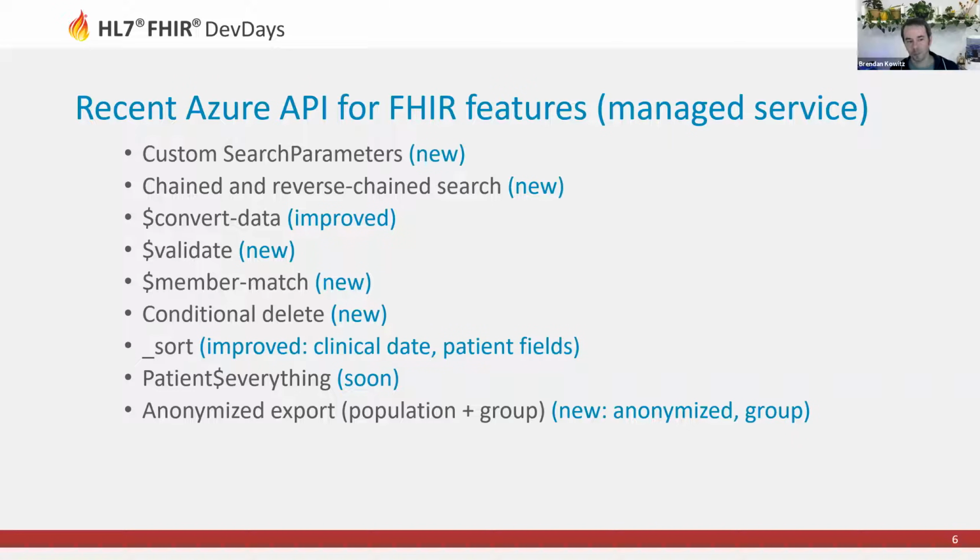So on top of that, we've also released some support for chained and reverse chain search. We've improved our data conversion with liquid templates. We now have a validate function, member match, conditional delete. We've improved our sorting capability, so now you have sort on things like clinical dates and patient fields. Patient everything is merged into the open source product, so that's going to flow into the managed service sometime soon. We've also done a little bit of enhancement to the anonymized export, so you can now do that from the group level as well.